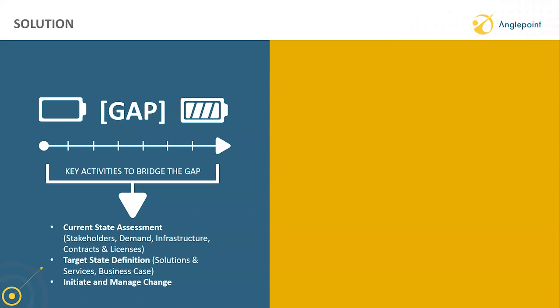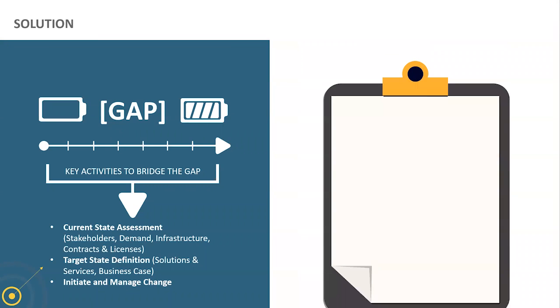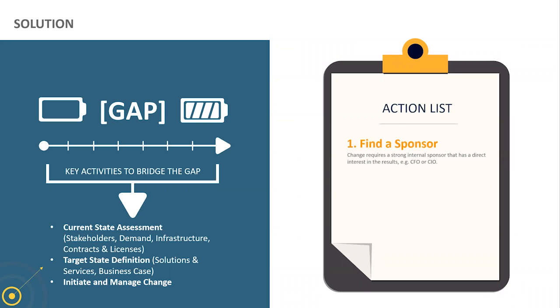So if you look at something like an action list, first of all, find a sponsor for this exercise. For those pitching activities, you definitely need a sponsor. That could be your CFO or CIO that really has a direct interest in the result, to make his life easier or to reduce cost. Those two listed here are typically the ones that you consider internal sponsors for an exercise like that. At the end of the day, you need to spend money to save money. So you need to secure budget.